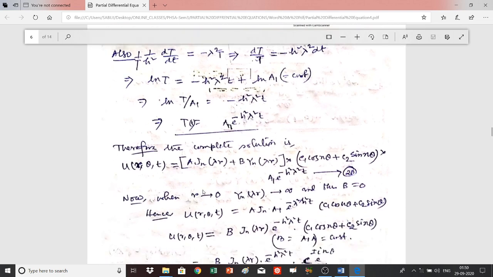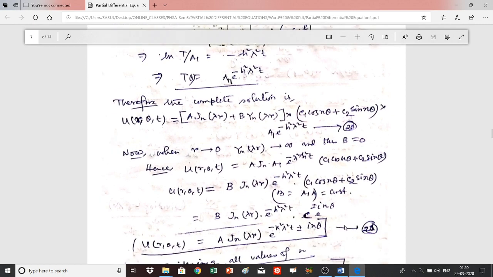Now when r tends to 0, you know that Yn(λr) tends to infinity, and then b should be 0. From this expression you can write u(r,θ,t) is equal to b Jn(λr) e to the minus h square λ square t (c1 cos nθ plus c2 sin nθ). Here we have substituted b is equal to a1a. That should also be a constant. And from here you can also write b Jn(λr) e to the minus h square λ square t into c e to the power plus minus i nθ, because we can write this as plus minus i nθ.